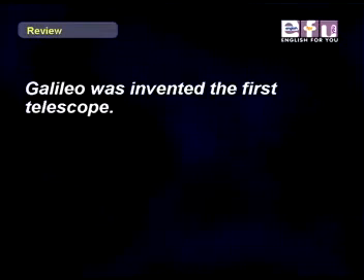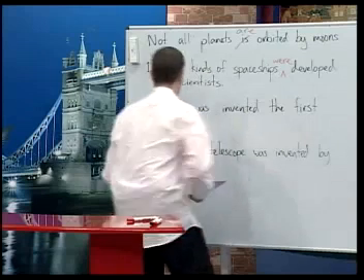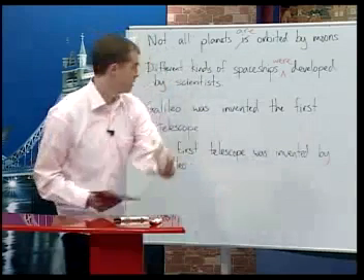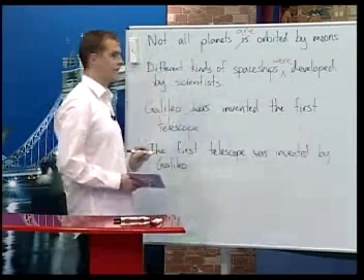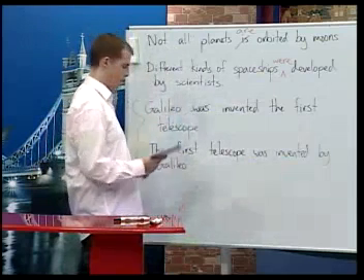Galileo was invented the first telescope. The first telescope was invented by Galileo. Okay. Or we could say, active sentence, Galileo invented the first telescope. That one's active and this one is passive.